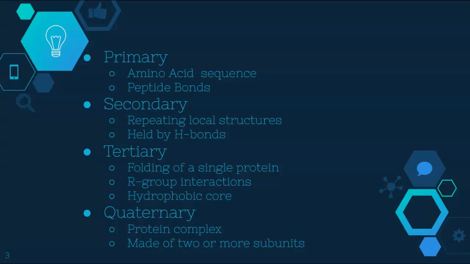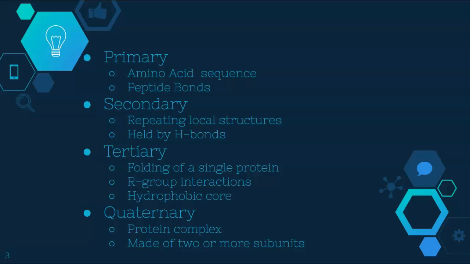The 4 levels are primary, secondary, tertiary, and quaternary. Primary structure is the amino acid sequence. They are connected via peptide bonds. A secondary structure is repeating local structures. I'll show you a picture in a second. These are held together by hydrogen bonds.